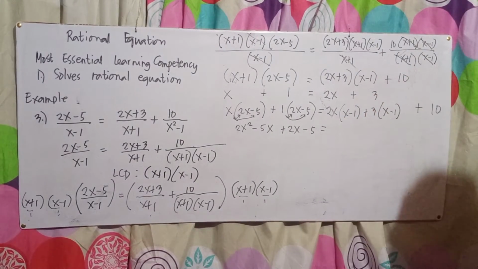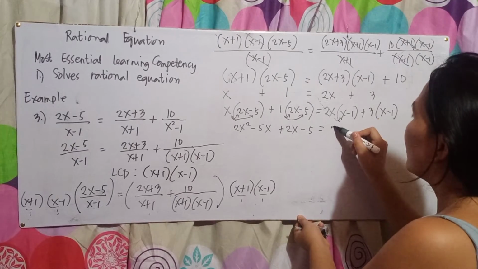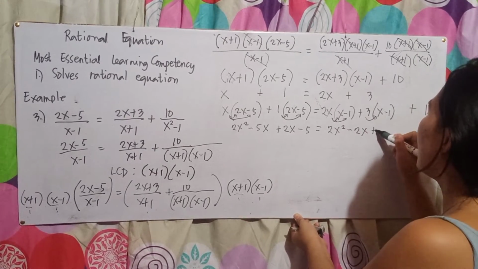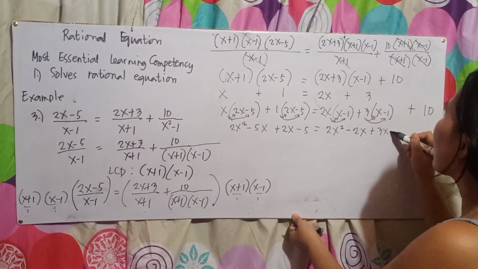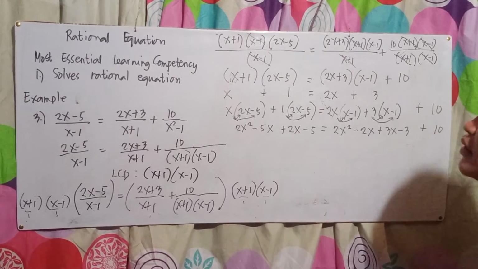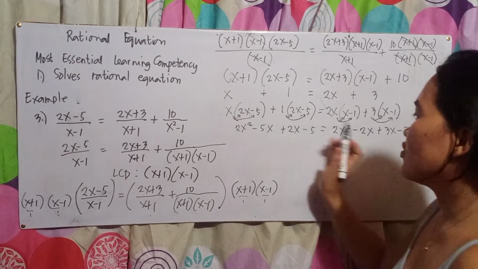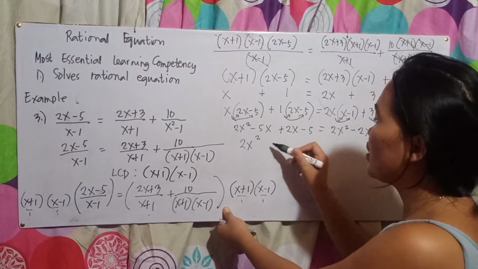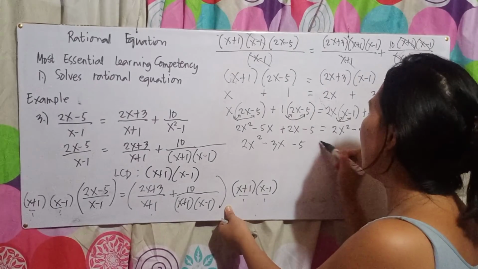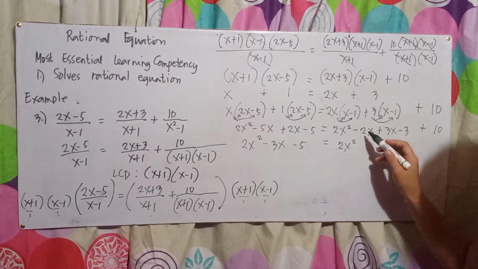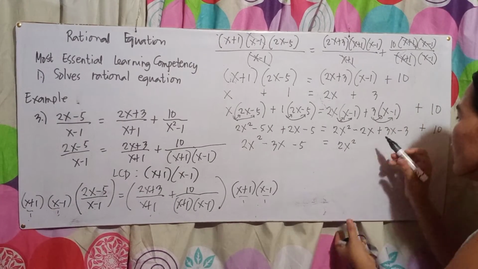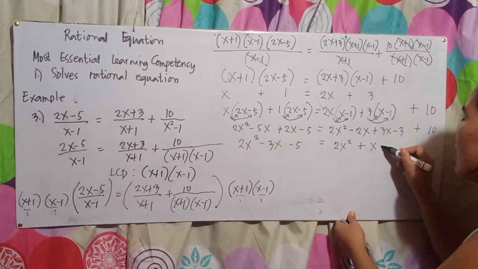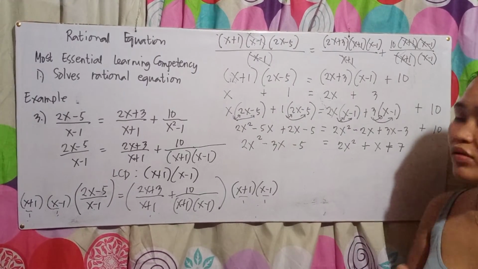So, equals, 2x squared, negative 2x, plus 3x, negative 3, plus 10. Okay, next, let's solve. 2x squared, negative 5x plus 2x, unlike signs, so minus: negative 3x minus 5. On the other side, negative 2x plus 3x, unlike signs again, so what is left is plus x. Negative 3 plus 10 is plus 7.